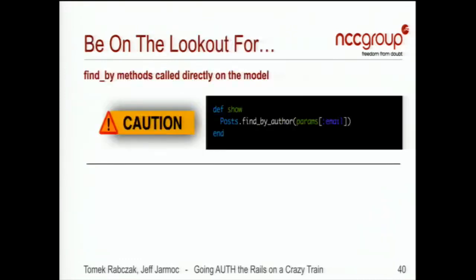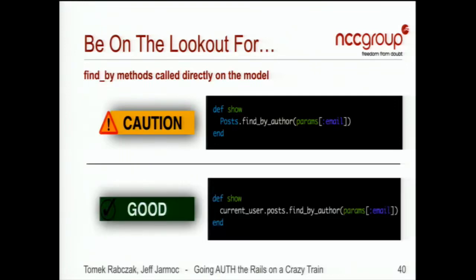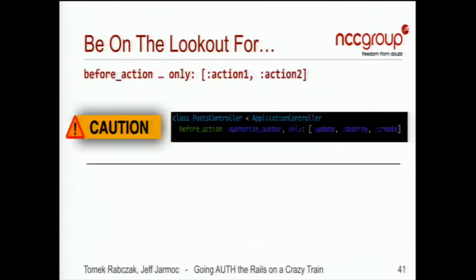So let's talk about things to be on the lookout for. The first one is calling find_by methods directly on the model. Here we have an example. We're saying let's take Post, find_by author, and pass it an email. This is going to query the entire subset of posts in the application, or portfolios or accounts. With that, an attacker can just provide any arbitrary ID or email and get data that they potentially aren't supposed to access. So we like seeing associations, which we touched on before. This is going to query only the subset of data that belongs to the currently authenticated user.